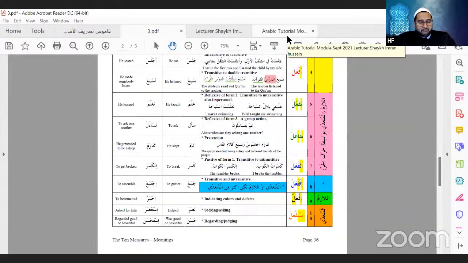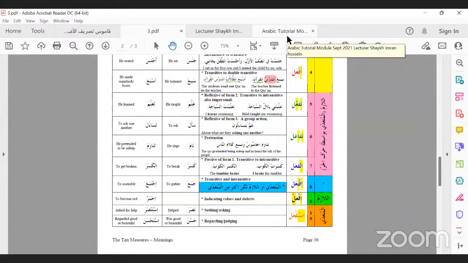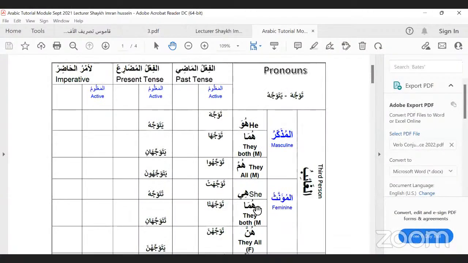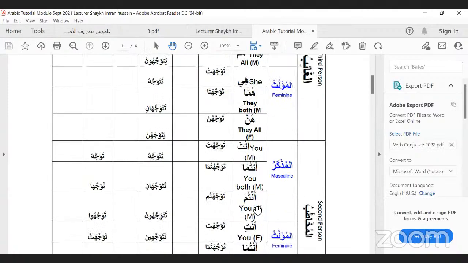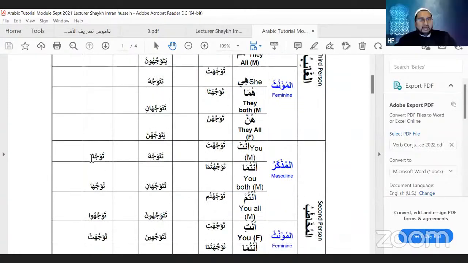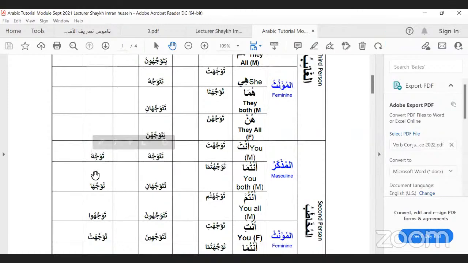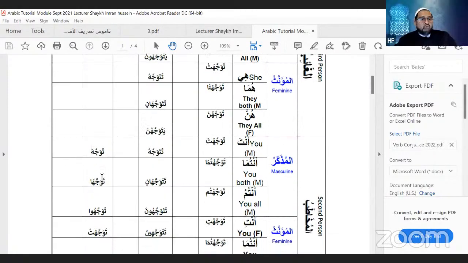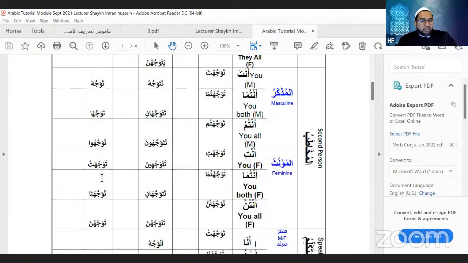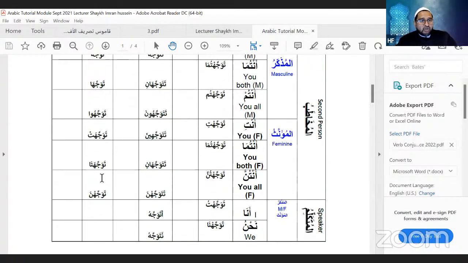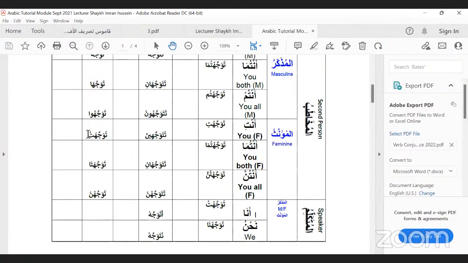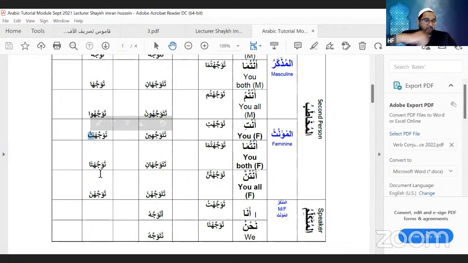Sheikh, in the PDF for tawajjaha, yatawajjahu, in the imperative, is there a typo because there's a fatha on the ha at the end? Thank you for asking that question, sister. Yes, there's a typo there. There should be a sukoon. Tawajjah, tawajjaha, tawajjahu. Even in the feminine, it's tawajjahi, my mistake.